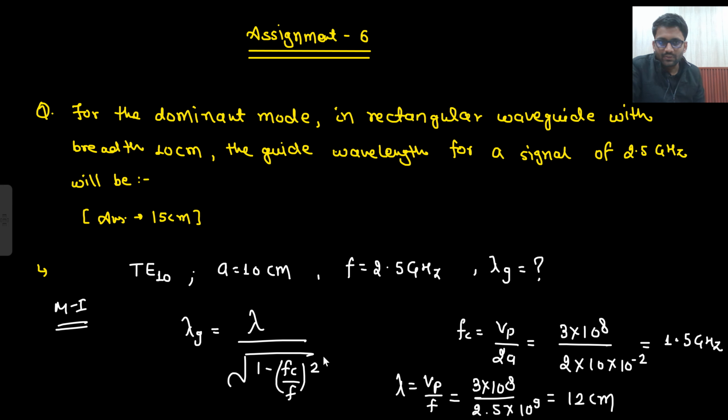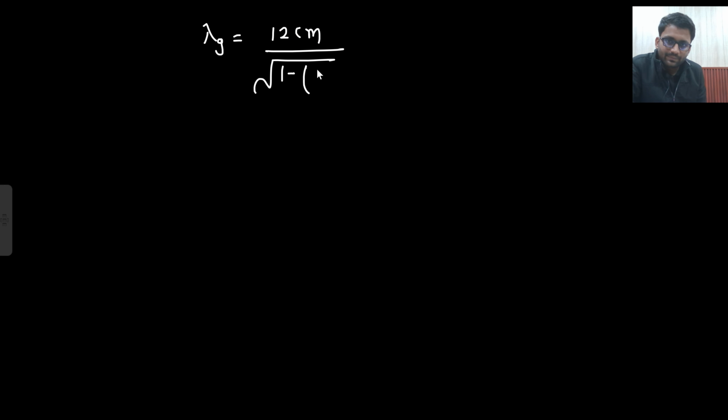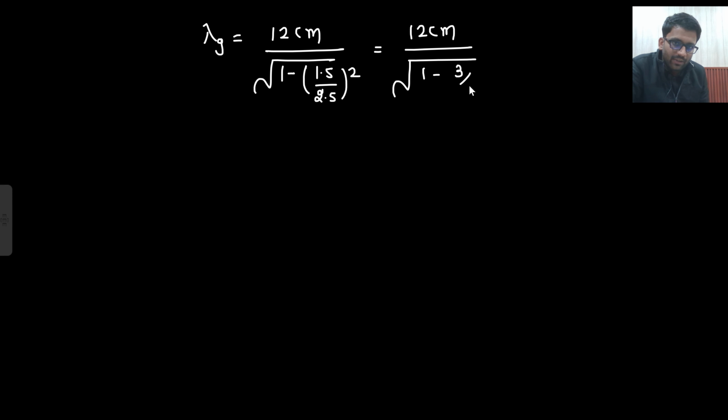All the values you are having. Now you can put the lambda g. So lambda g is equals to 12 centimeter upon under root 1 minus fc by f whole square, that is 1.5 divided by 2.5 whole square. That is equals to 12 centimeter divided by under root 1 minus 3 by 5 whole square. So 25 minus 9 is 16, under root of 16 by 25 is 4 by 5. So 12 divided by 4 by 5 would be 15 centimeter. So this is the answer.